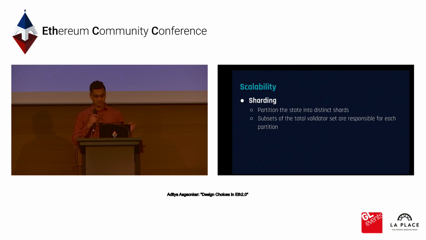And to achieve this goal of sharding, what we do is take the entire state space and cut it up into partitions and call them different shards. And we also do that with the entire validator set. We form subsets of this validator set and assign them to specific shards to be responsible for those shards in some sense.